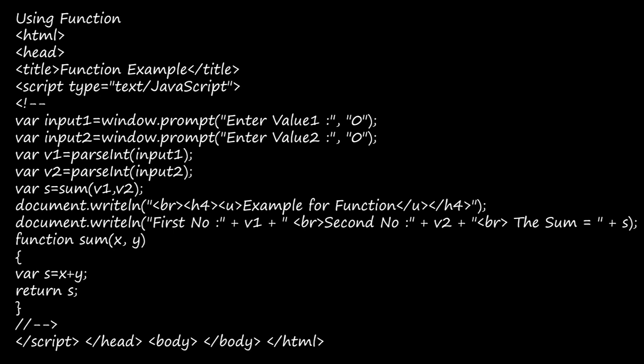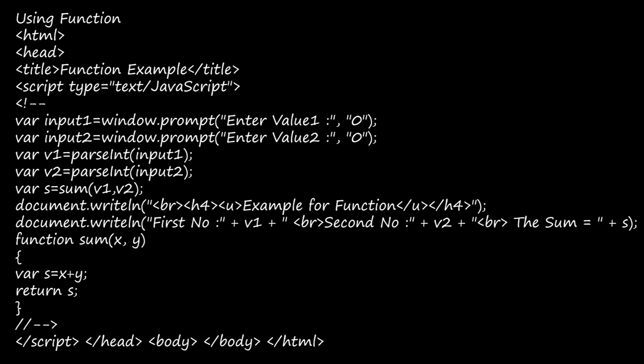And then we have closed the script tag. Slash script is the closing of the script tag. Slash head is the closing tag for the head tag, and the body tag we have opened and then closed. Slash body, and then at last we have closed the HTML tag also, right? Here we are using two prompt lines. The first one, if you see, is in the sixth line, I think. In the sixth line, variable input 1 is equal to window dot prompt of enter value 1.